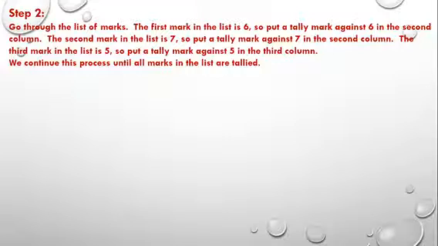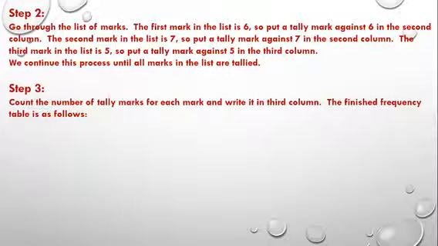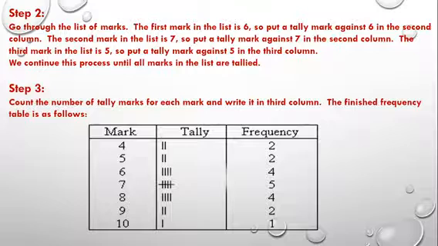And then the next step would be for you to count the number of tally marks for each, and then write that in the third column. The third column is your frequency, so you write the number of tally marks in that particular column. So your table looks like this. When you're done, you have all the marks 4, 5, 6, 7, 8, 9, 10. And then going through the list of marks, you realize that there are 2 students who got 4 out of 10. So you have 2 in your frequency.